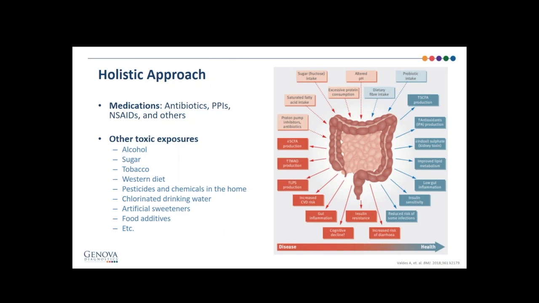It actually can take up to 2 years to restore the microbiome with some antibiotics. Even antimicrobial herbs can wipe out a large portion of the microbiome. PPIs are associated with decreased microbiome diversity and an increased risk of SIBO. And then we have a list of other toxic exposures here as well. So I'm not going to go through each one of these today, but sugar, pesticides, chlorinated drinking water, artificial sweeteners. I forgot to add smoking to this. There's a study showing it's associated with decreased diversity.